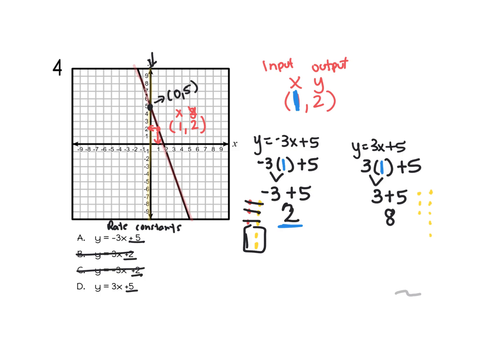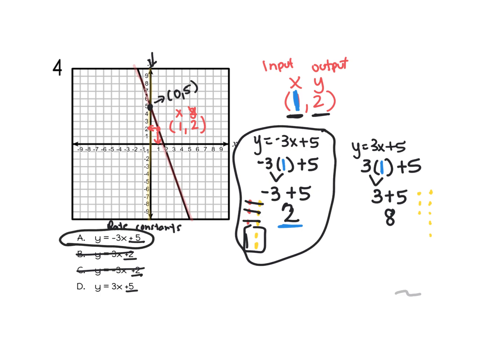So which one, when I inputted the 1, gave me out a 2? Well, that was this equation right here, which was A. So you're going to go back to question 5 and try the same thing. Find a point, look for your constant, then find a point and plug it into your equations.